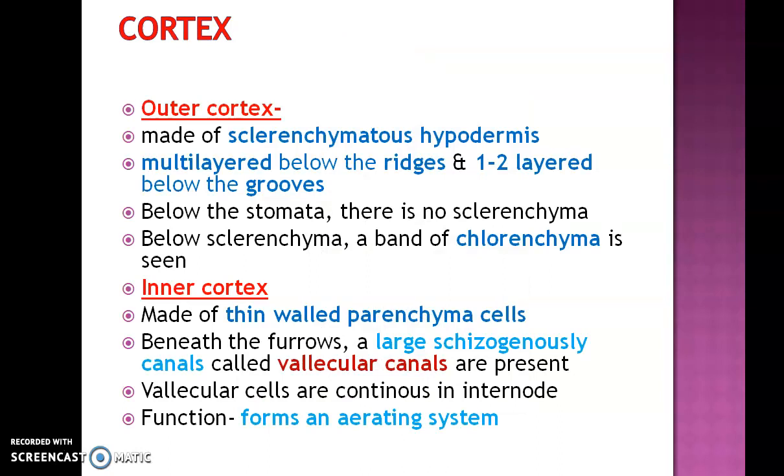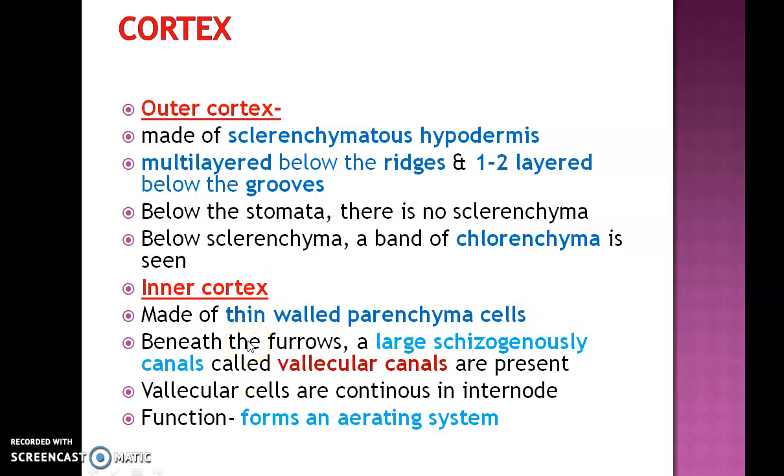Inner to the epidermis, cortex is present, which is in turn divided into outer and inner cortex. Outer cortex is made up of sclerenchyma, which is multi-layered below the ridges, while 1 or 2 layered below the grooves. Below the sclerenchyma, chlorenchyma is also present. Inner cortex is mainly made up of thin-walled parenchyma cells.